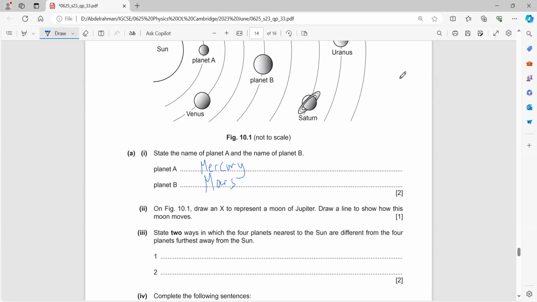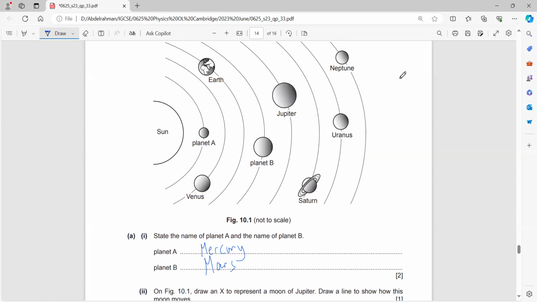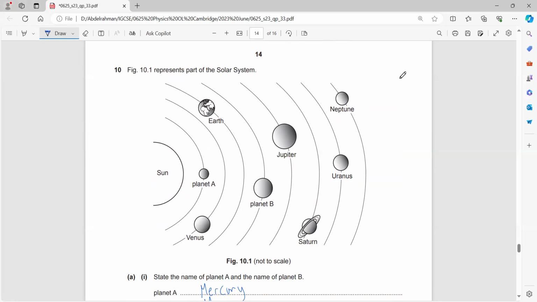Draw an X to represent a moon of Jupiter. Draw a line to show how this moon moves. What do you mean by diagonal? Here we draw X. This is the moon of Jupiter, one of Jupiter's moons. How does this moon travel? It travels around Jupiter. That's it.